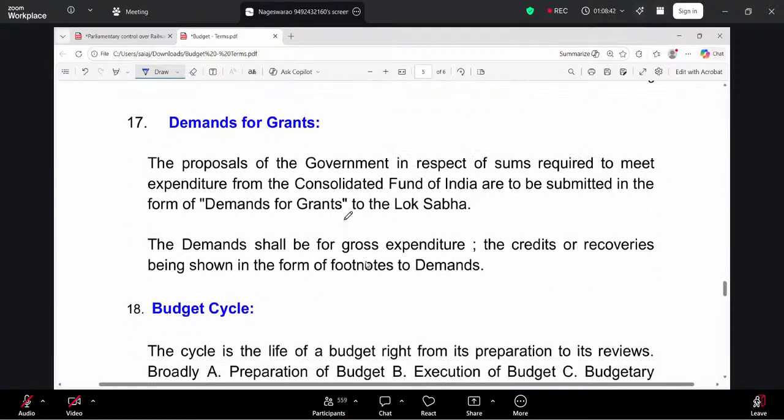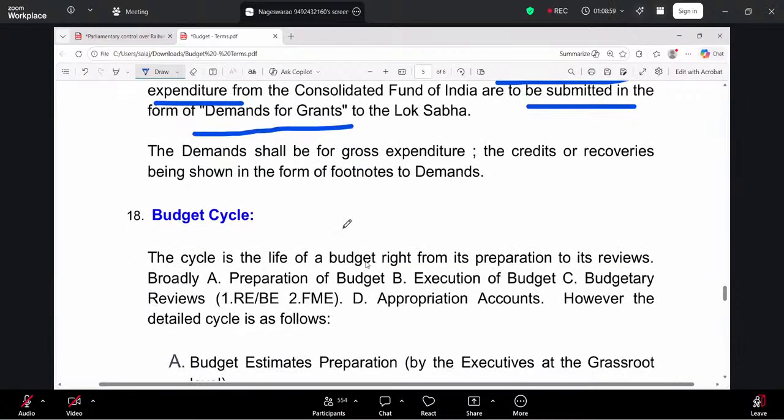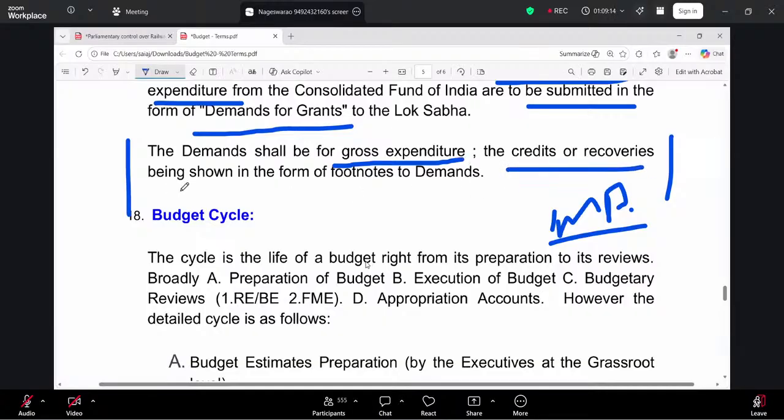Okay. Already we discussed demands for grants, very, very important. Please check. The proposals of government in respect of sums required to meet expenditure should be submitted to the parliament in the form of demands for grant. And this is very, very important. Please note down, those who have a notebook: the demands for grant shall be gross expenditure. The credits or recoveries are shown in the form of footnotes to the demand.